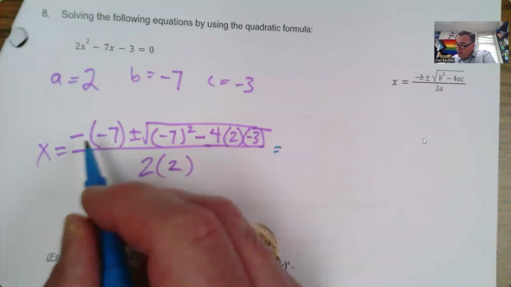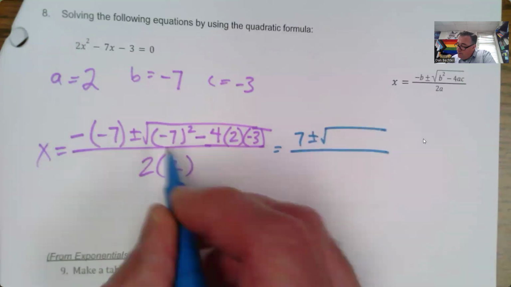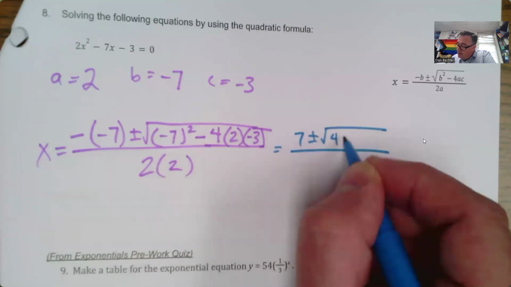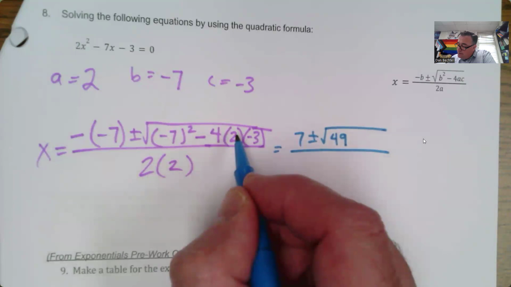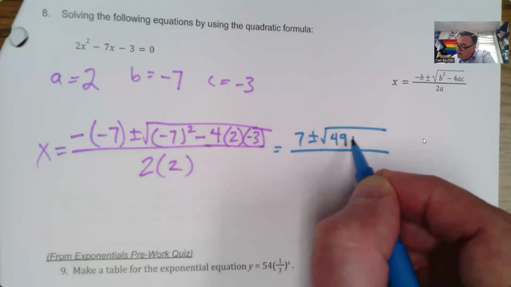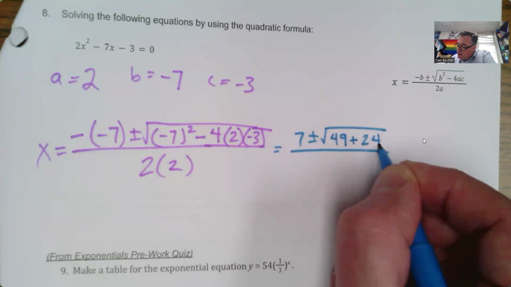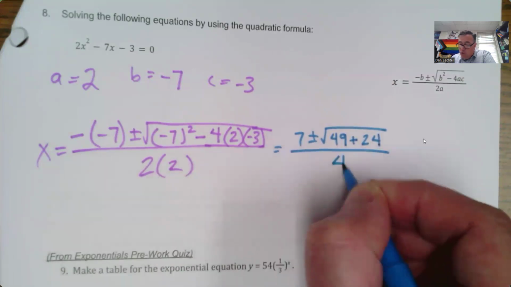So here, double negative 7 becomes a 7, plus or minus the square root of negative 7 squared is 49, minus 4 times a times c. Well, that's going to be 4 times 2 times 3. But because I have the two negatives here, this is going to become plus. And 4 times 2 times 3 is 24. Then on the bottom, I'm going to have a 4.